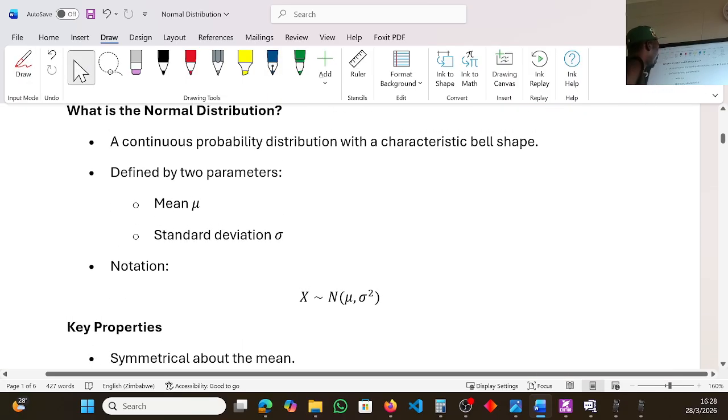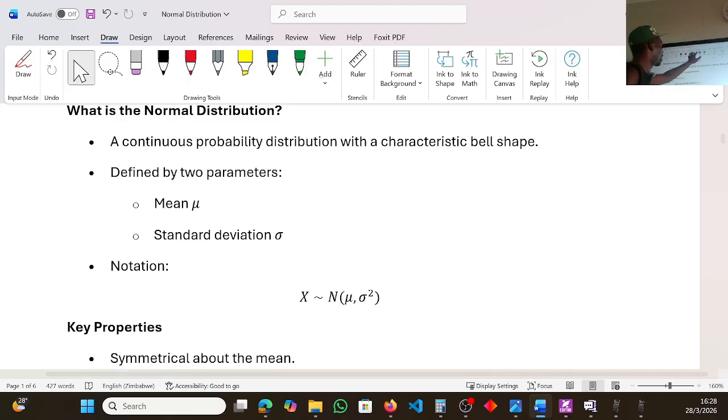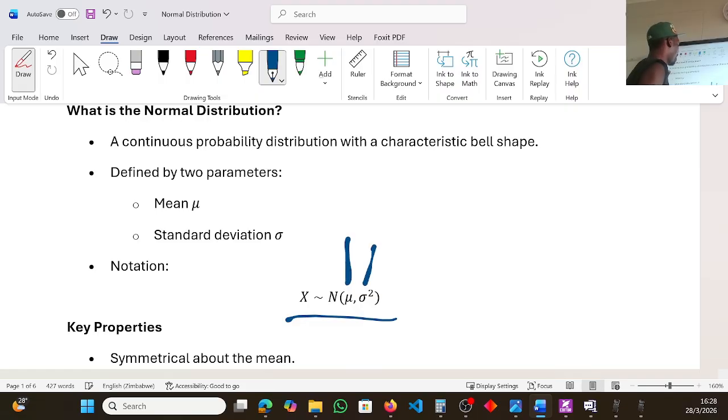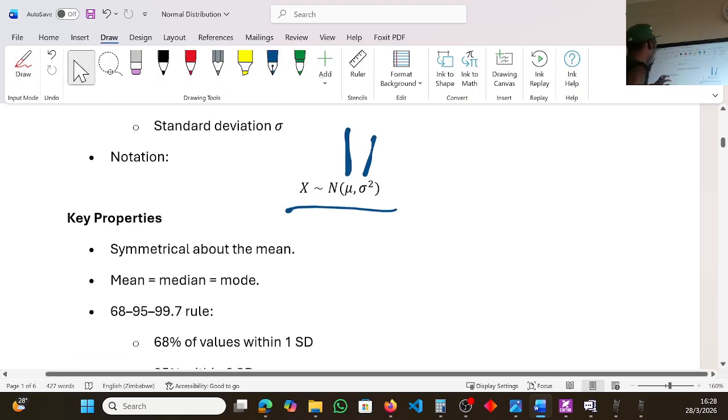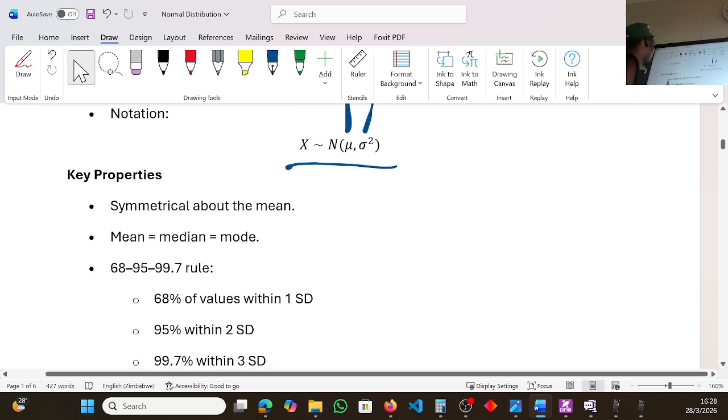Still notes, a bit of notes. We were saying mean mu, standard deviation. This is a distribution that we represent in this format, where we need the mean mu and the variance. Then we say it's standard deviation. Some of the properties: symmetrical about the mean, and like I said earlier, mean equal to median equal to mode.